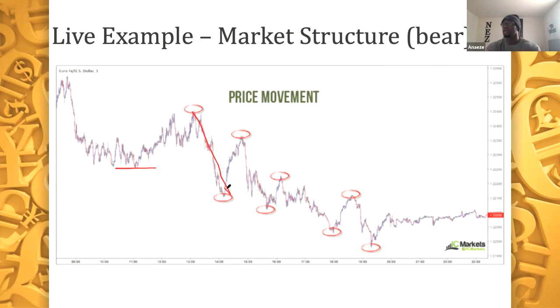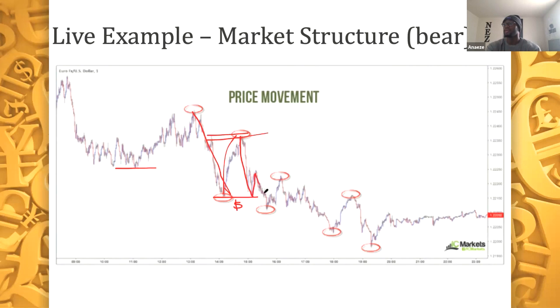So if structure is not going down or not taking out that previous low, you're looking at a possible reversal. As you see, price comes up and never makes a new high. Price comes back down, and then you can see how it makes liquidity, which I will go over later in this presentation. It comes back up but does not make a new high. So we're still bearish as of right now.